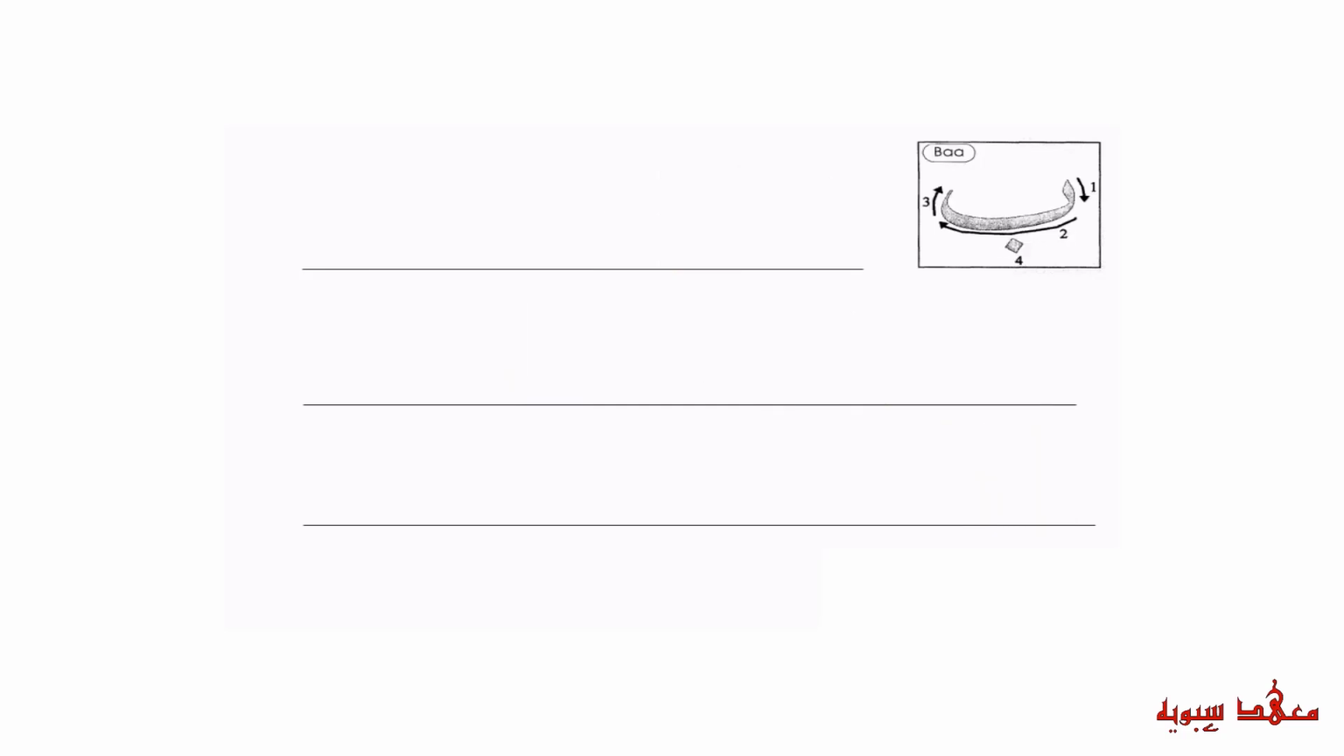The ba. The ba is written in the following way. You start from the top, and then just go down, and up like that. That's quite long, so probably just something like this. So once again, let's see how this letter is in the front of a word, in the middle and the end.